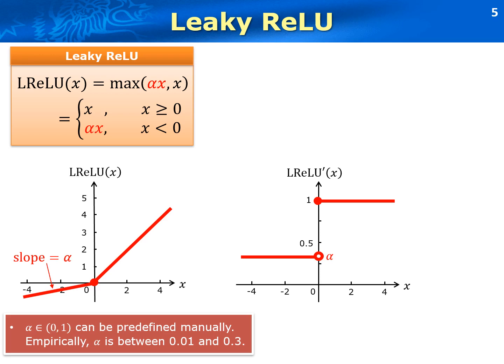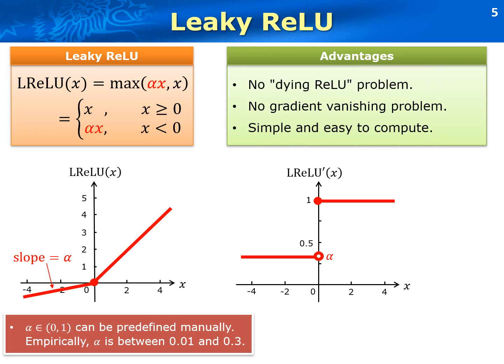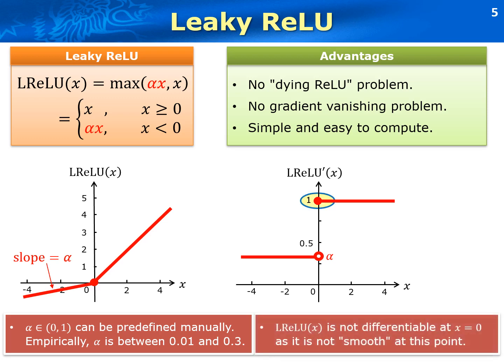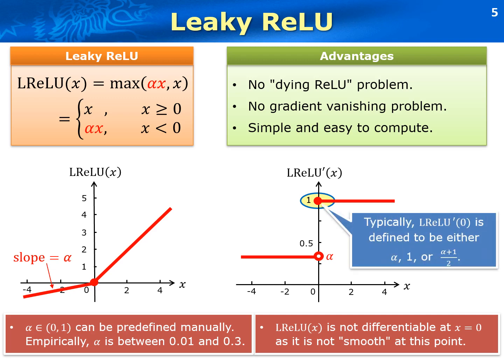When alpha is learned automatically, this function is also known as parametric ReLU or p-ReLU. Both leaky ReLU and parametric ReLU have the advantages of no dying ReLU problem. They have no gradient vanishing problem as well, and easy to compute. However, leaky ReLU is not differentiable at x equals 0. Since its left and right derivatives at the 0 point are alpha and 1 respectively, they are not equal, leading to a corner point at x equals 0.